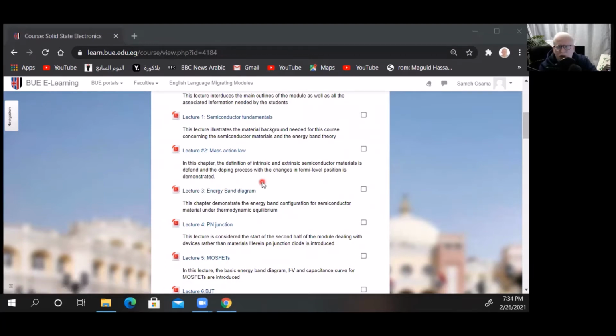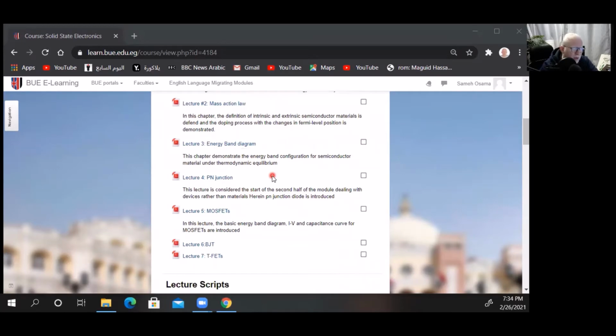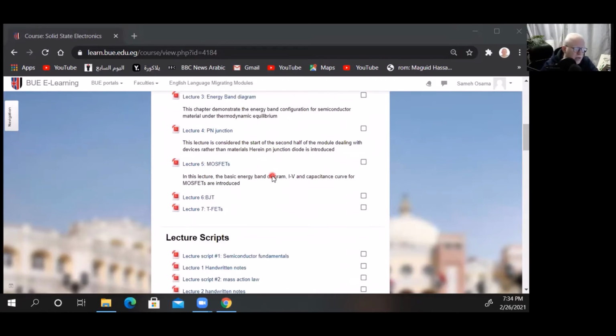I will go into more detail later when I discuss the final exam and its content. But principally, this is a very important part. You will find a lot of questions, maybe 35 to 40% of the exam will be covered by these three main lectures. Then we have the device part. We have in this module 4 devices, which make up the other 60% of the final exam. So we have the PN junction, the MOSFET, and finally the bipolar junction transistor and the tunneling field effect transistor.